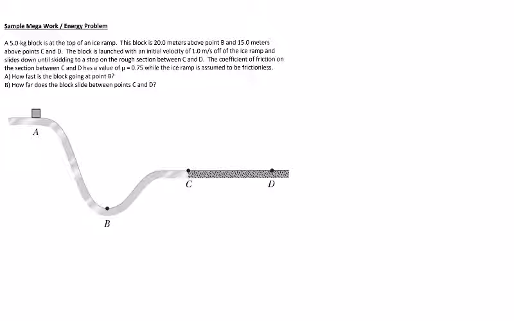So a couple of key things that we have is we know the mass of the block is 5 kilograms. It's at the top of this ice ramp. It's 20 meters above point B. So in other words, from here down to here, this distance, I'm going to move this out of the way for me. This distance is 20 meters.